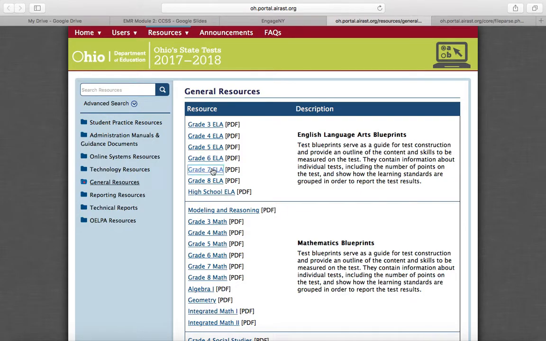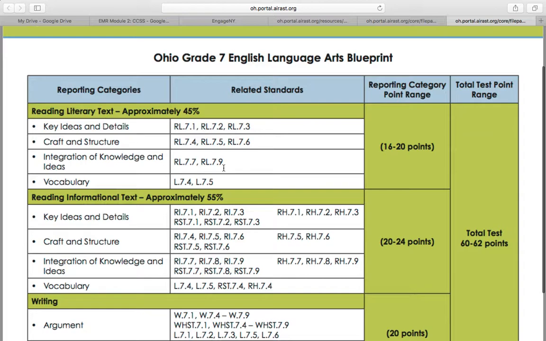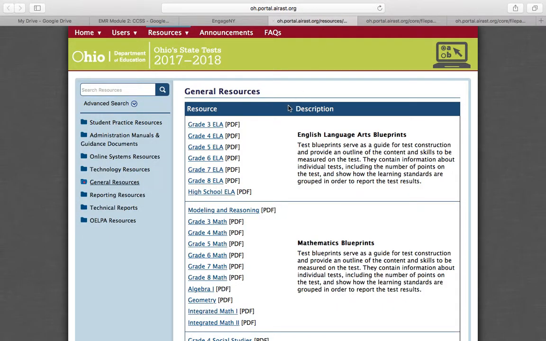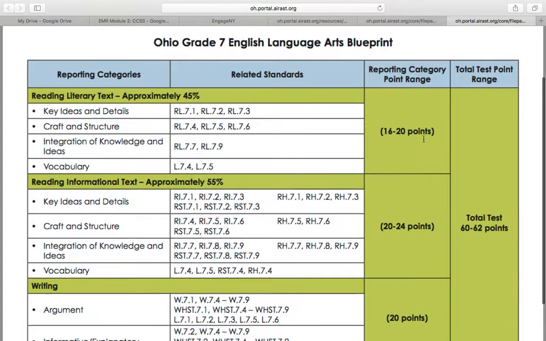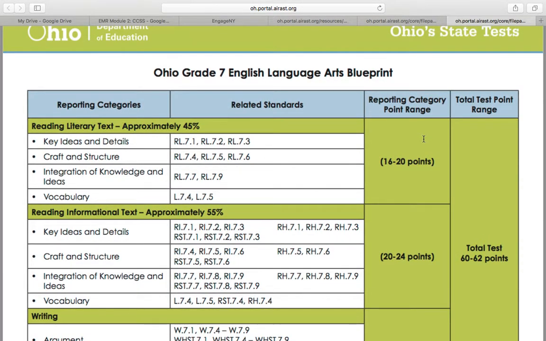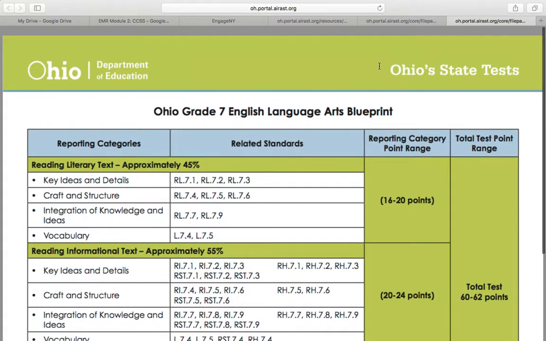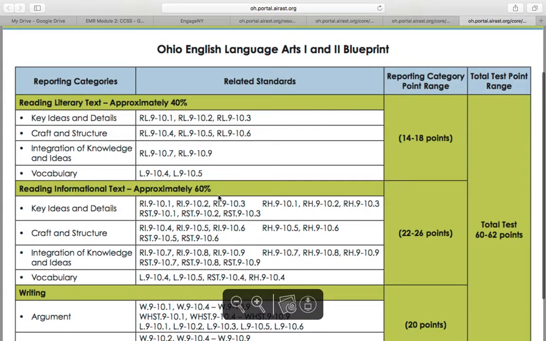And so when you look at these blueprints, what you can start to see is that we have an increasing emphasis on reading informational texts when we look at them across the years. So if I looked at the English 3, the ELA 3, you'll see that it reflected a literary text to informational text split of 45-55. But when you move into the high school, you're going to see that moves up to a 40-60 split. So that's part of it.